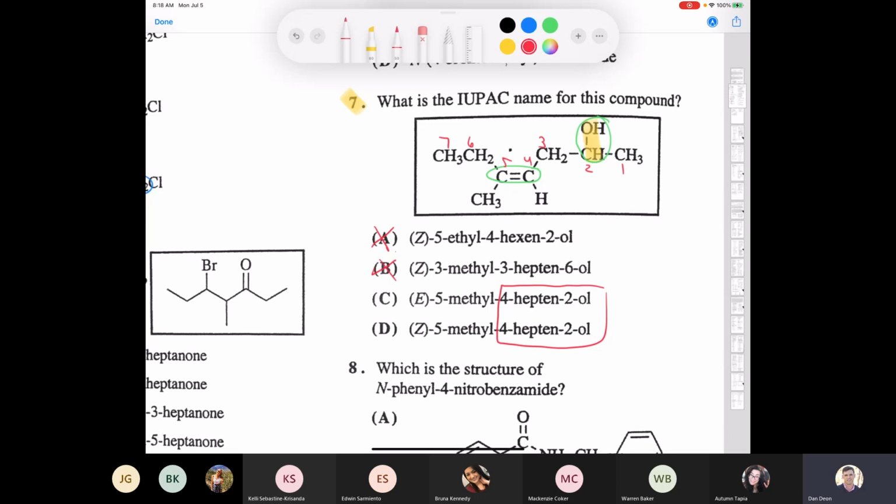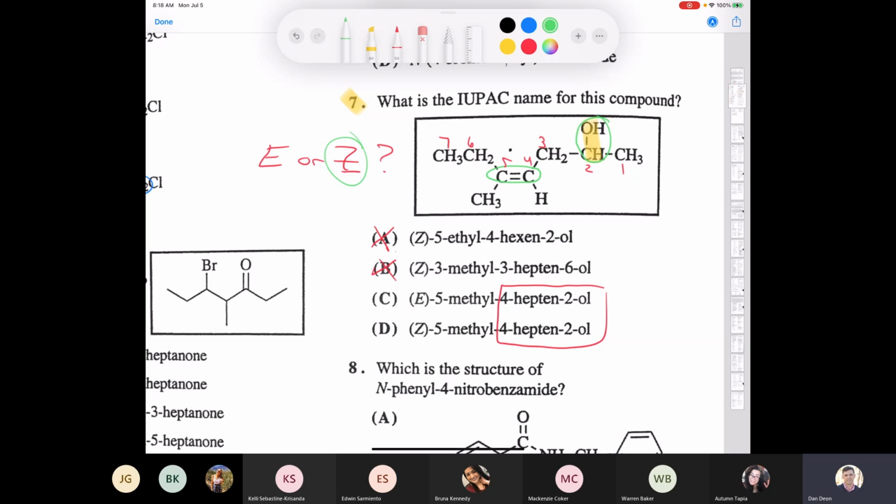Now they both have a 5-methyl too. So all we have to do is decide whether this is an E or a Z compound. Could anybody tell me if this compound is E or Z? And it's not a trick. They're not trying to fool you or anything. Do you guys think this is an E compound or a Z compound? Yep, absolutely. I had to scroll down in the chat. You're all 100% correct. It's a Z compound, isn't it?